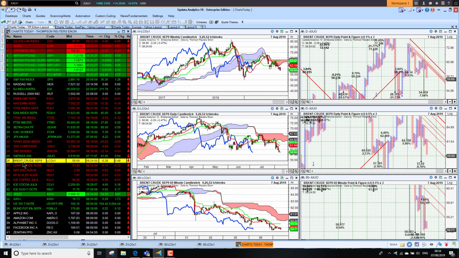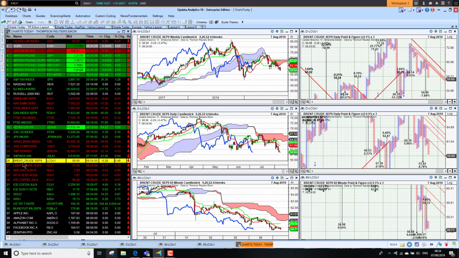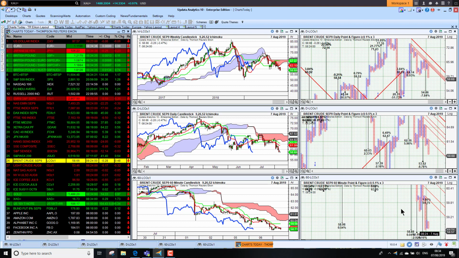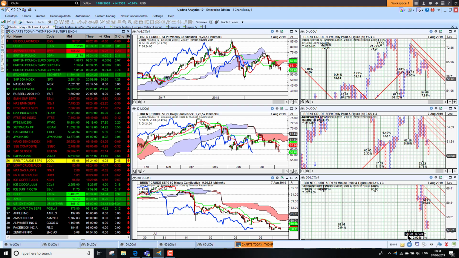Brent crude is weaker this morning. We're sitting at 58.66, so we're bearish in the short term. We've got downside targets around this area and lower. We've got some 3% lower on the 60-minute chart, and we are seeing targets to 54 and 53 on the longer term charts.